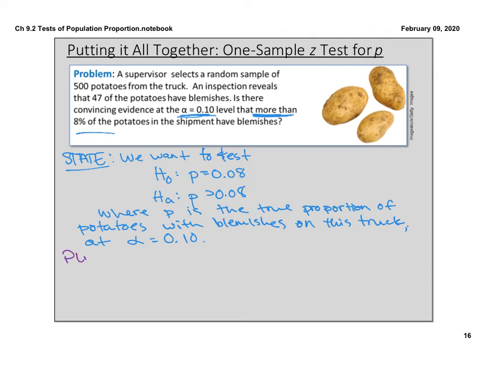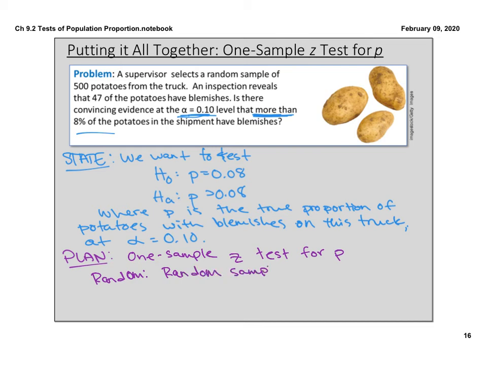Okay, so let's do the plan part. So plan. My plan here, I have to state the test. I'm going to do a 1 sample z test for p. Instead of a 1 sample z interval for p, I'm doing a 1 sample z test for p. Now check your conditions. So random. We have a random sample of 500 potatoes.